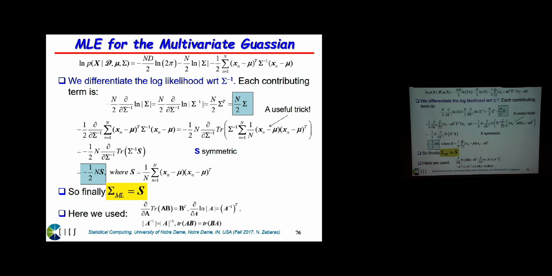And I wanted to show you this trick because we will need to use it in follow-up calculations later in this course. So let's say I want to take the derivative of this term, the last term. Rather than differentiating with respect to sigma, I'm going to differentiate this with respect to sigma minus 1, because it will make the algebra easy. So let's compute the derivative of this with respect to sigma minus 1.